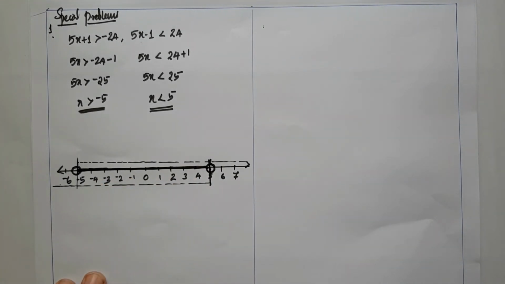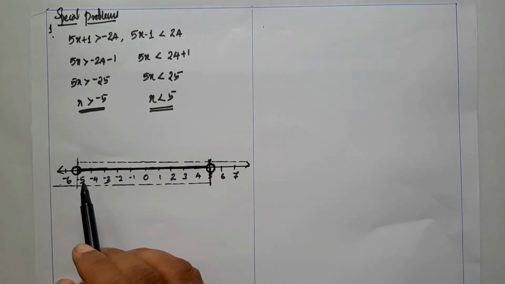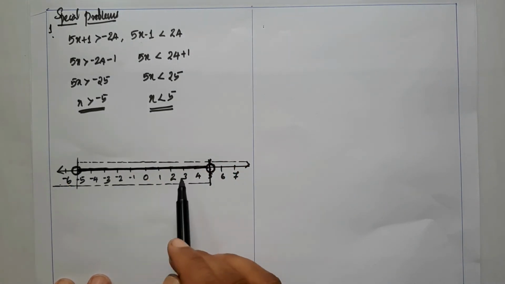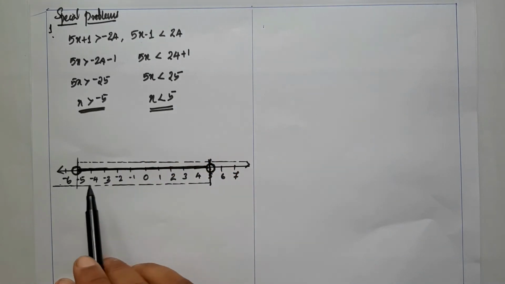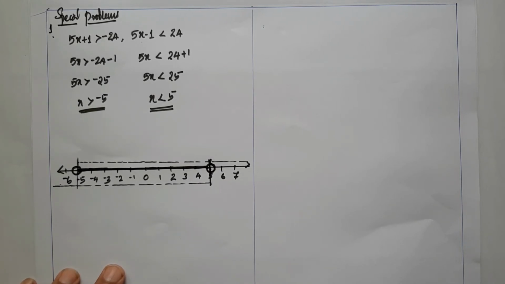Here x greater than minus 5 means that point is not considered. So the solution part is lying between minus 5 and plus 5. That is, the common solution of these two inequalities lies between minus 5 and plus 5. Okay, clear? We will discuss one more question similar to this type.